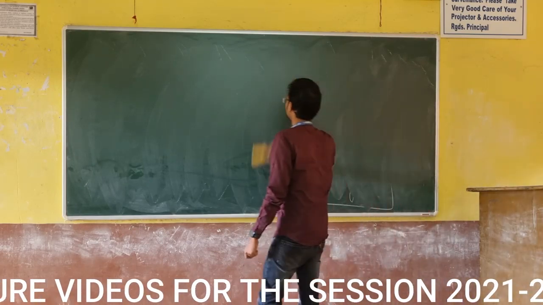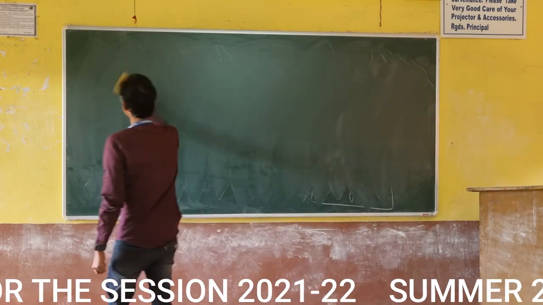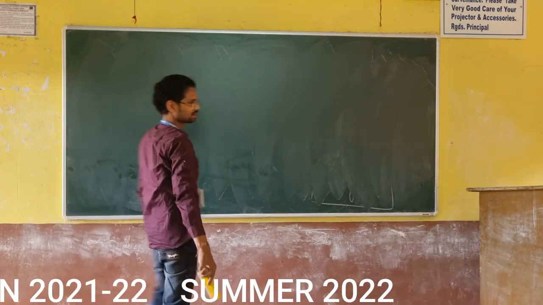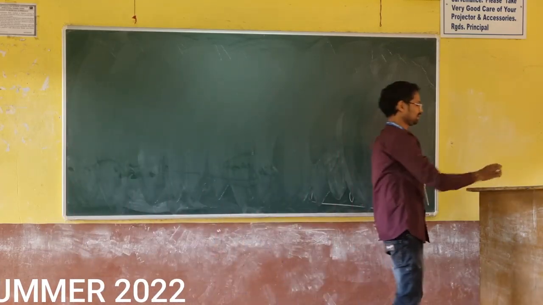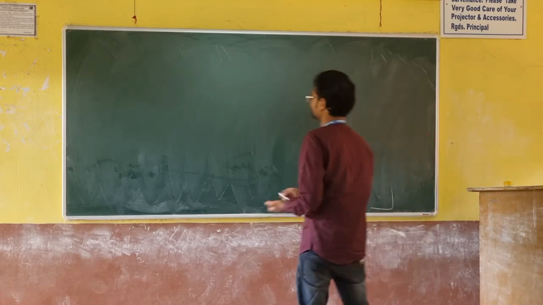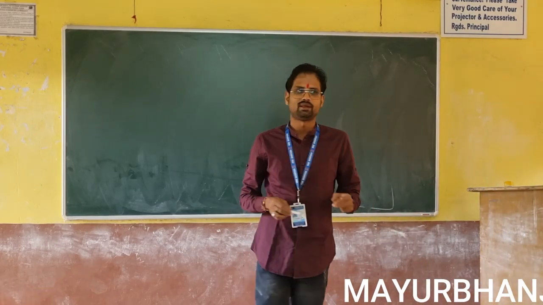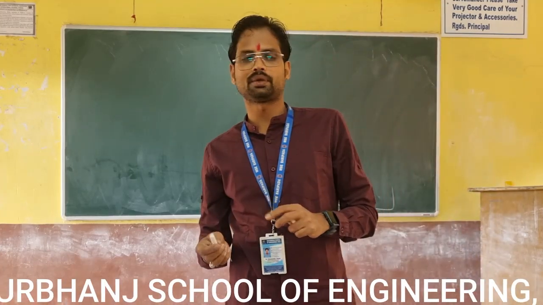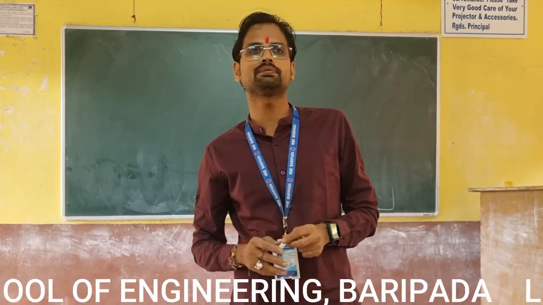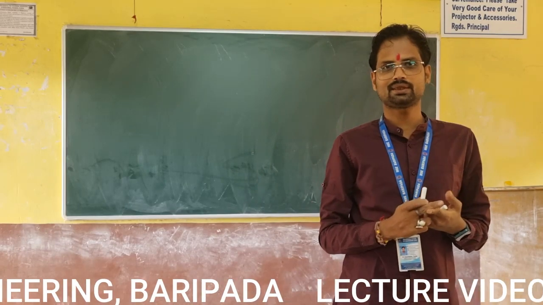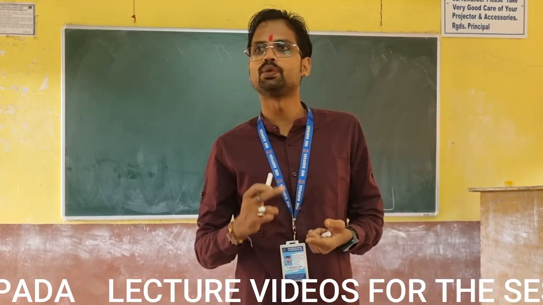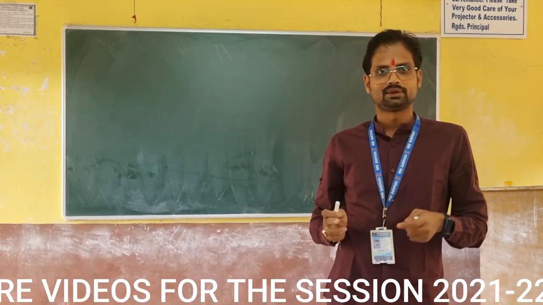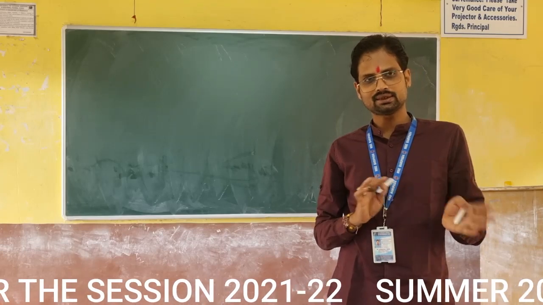Last class we have studied about the basic radar system. Clear? In the previous class we have discussed the basic simple radar system, which contains a transmitter, a receiver and a duplexer. Okay, have you cleared on that last class?